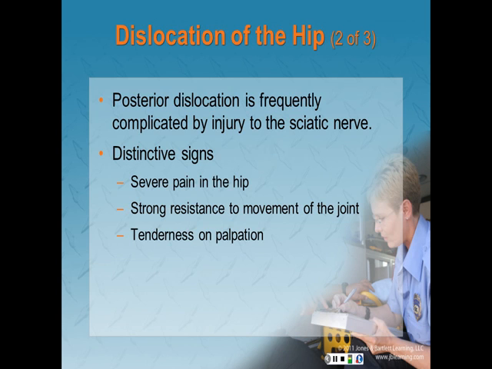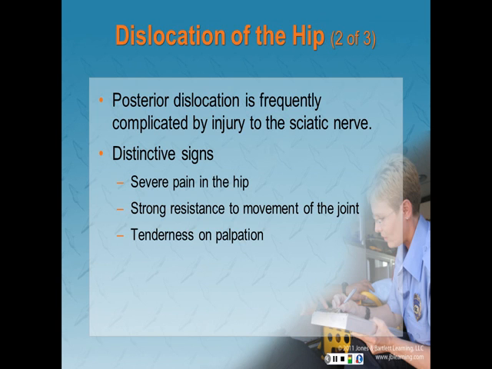It controls the activity of muscles in the posterior thigh and below the knee and the sensation in most of the leg and foot. When the head of the femur is forced out of the hip socket, it may compress or stretch the sciatic nerve, leading to partial or complete paralysis of the nerve. Patients typically lie with the hip joint flexed and the thigh rotated inward toward the midline of the body over the top of the opposite thigh.